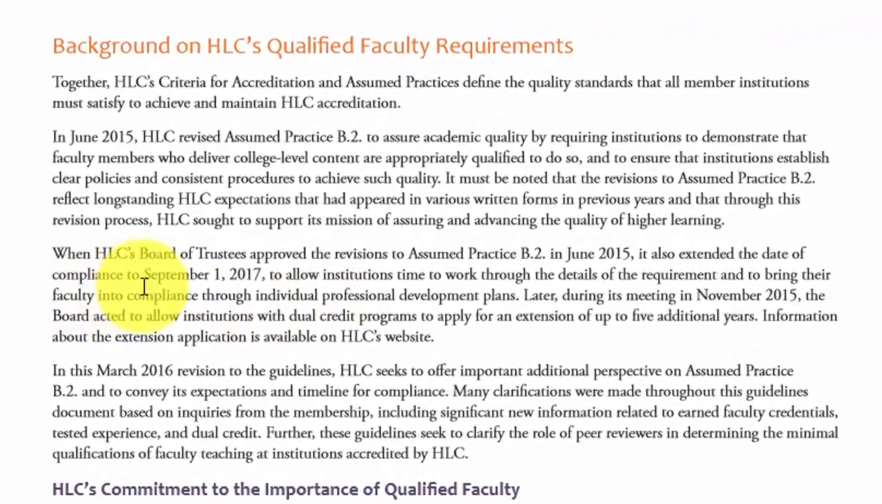And you'll see it right here. September 1st of 2017. The deadline was also extended, extending the date of compliance to September 1st, 2017 to allow institutions time to work through the details of the requirements and to bring their faculty into compliance through individual professional development plans. Well, what does that mean? That means if we had any faculty who were going to no longer be qualified to teach, we would have them working through development plans at this point to get them qualified to teach.